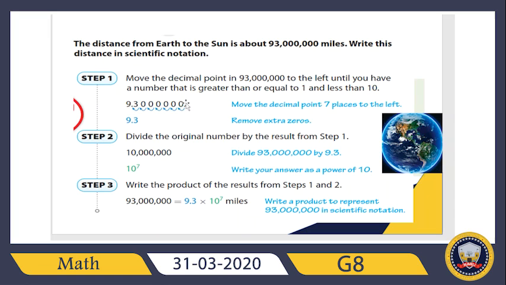Okay, so how many steps? 1 2 3 4 5 6 7. So 7 steps to the left side. So I will write 9.3, my whole number regardless of the zeros, times 10 to the power of the number of steps which I moved to the left side. How many steps? 7 steps. So 10 to the power of 7. So my new number will be 9.3 times 10 power 7.